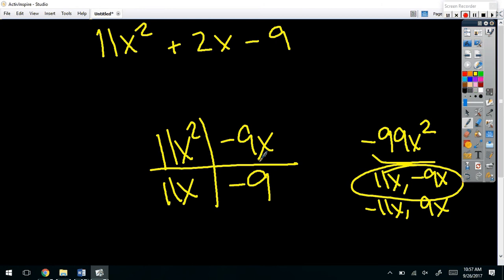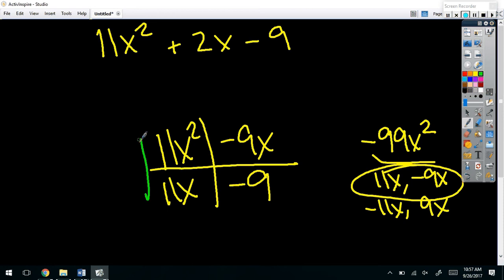When you are finding a GCF, the only time the GCF is negative is when both things are negative. So if I come across here, this is positive, this one's negative, so that means the GCF is going to be positive. But if I come up here, because they're both negative, the GCF is going to be negative also. That's how it tells you which one's positive and which one's negative. So you have to be aware as you go. So let's do it.